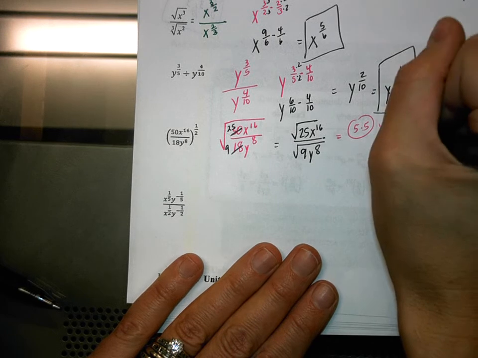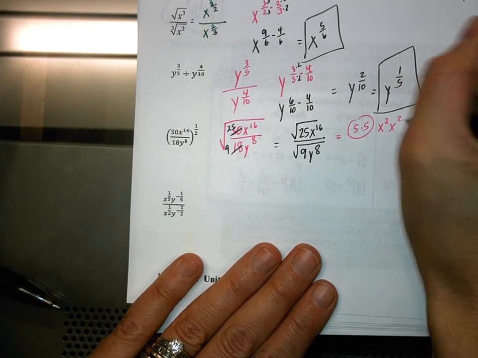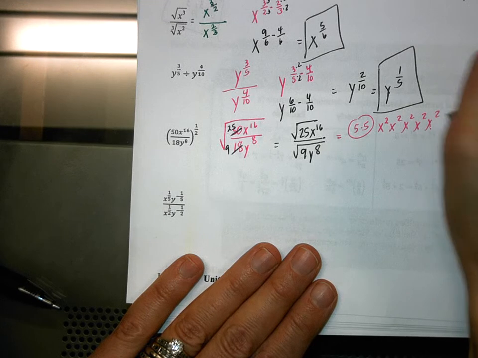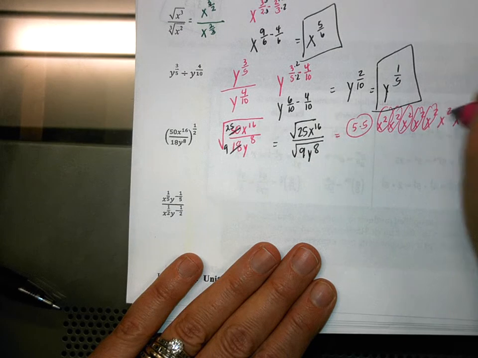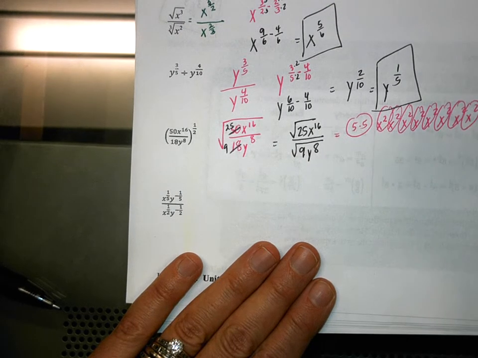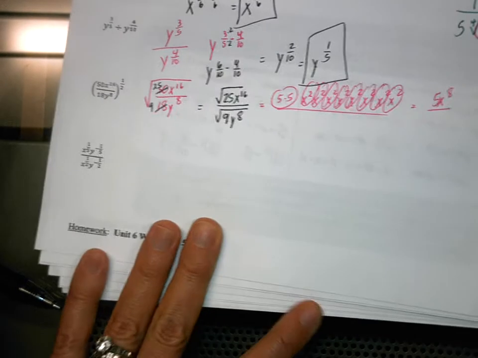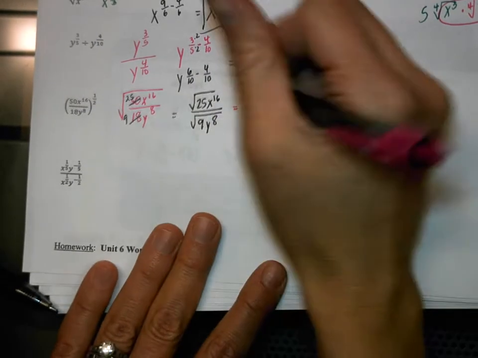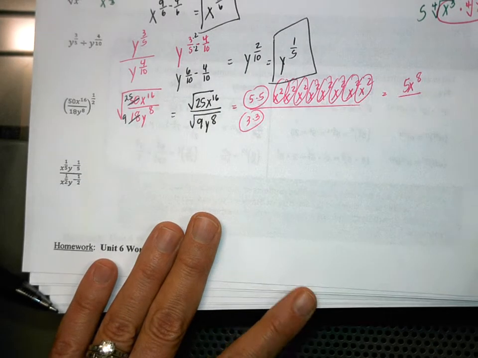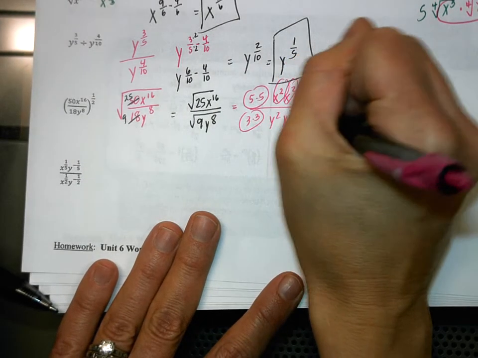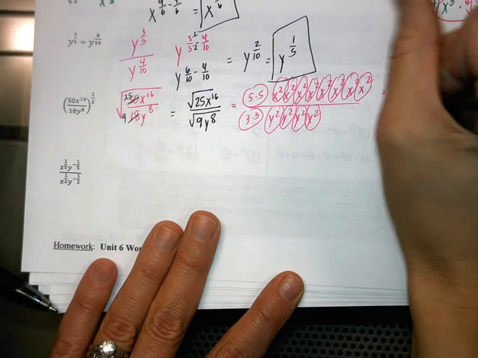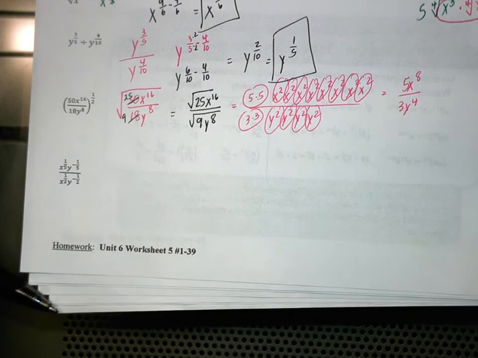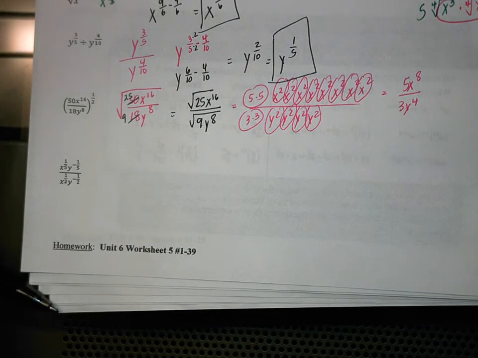So for the x's, if I counted, I'd have 2, 4, 6, 8, 10, 12, 14, 16, which ends up making how many groups? 8. So my numerator is 5x to the 8th power. My denominator, we have 9, which is 3 times 3. And then counting in 2s to get to 8, I'd have 2, 4, 6, 8, which makes how many groups of y's? 4. So we end up with 3y to the 4th power. And can I simplify that any further? No.